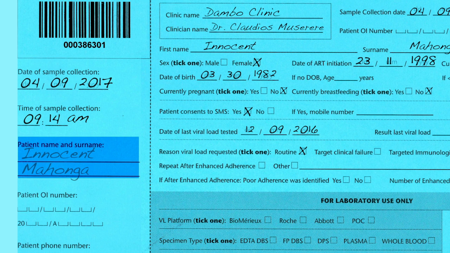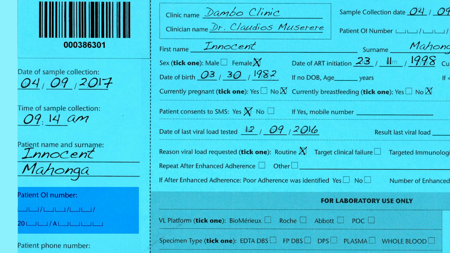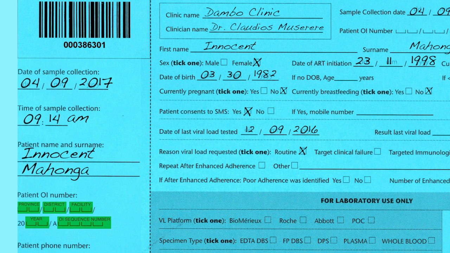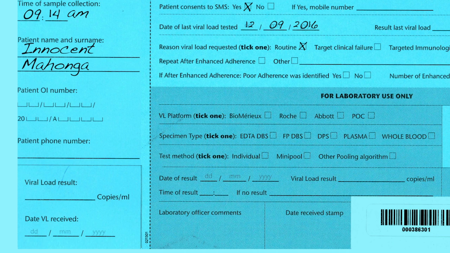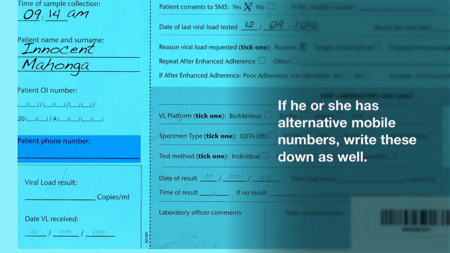Write the patient's full name, that is first name and surname. Enter the patient's OI number. Be sure to include the province code, the district code, the facility code, the year, and the OI sequence number. If you don't enter the entire OI code, it will make it harder to match the results to the patient. If the patient has agreed to learn about his or her results via text, clearly write his or her mobile number on the space provided. If he or she has alternative mobile numbers, write this down as well.